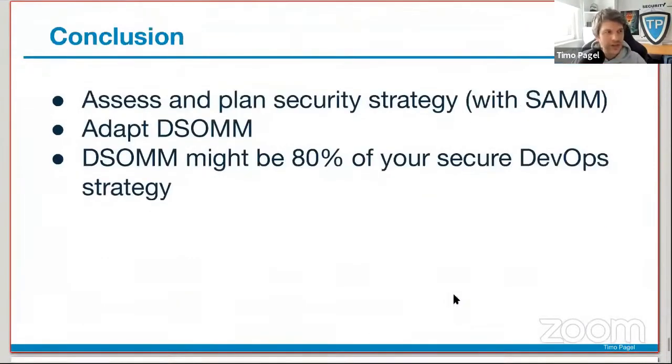I will now quickly come to the conclusion. We need to assess and plan our security strategy, basically, from my point of view, with SAMM. Afterwards, we talk about what we actually want to reach. There, I recommend to use DSOMM. And in case you want to use DSOMM alone, it will always be only 80% of your secure DevOps strategy. You will always have to adjust it.